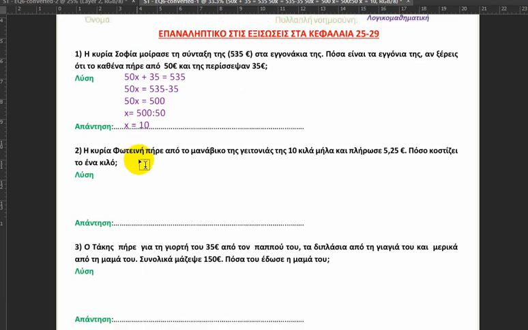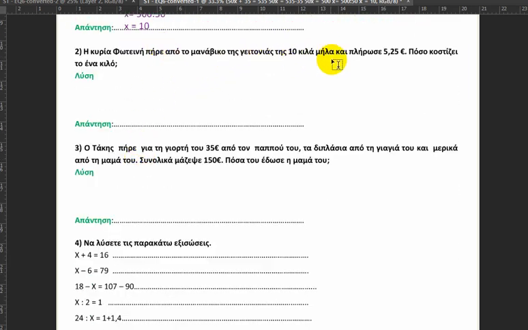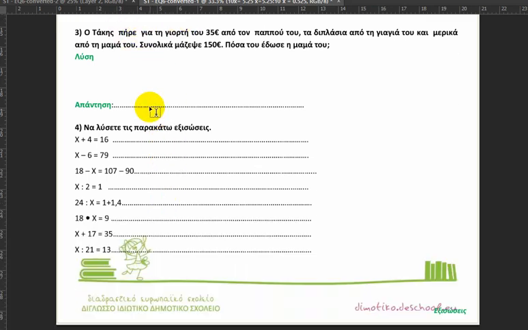Next, is this the same lady? No, this is a different lady. She got 10 kilograms of apples and she paid 5 euros and 25 cents in total. So how much is the kilogram? So that means that 10x is equal to 5.25. Let's move this up a little bit. Which means that x must be equal to 5.25 divided by 10. So x is equal to 0.525. That's the price of the kilogram of the apples.